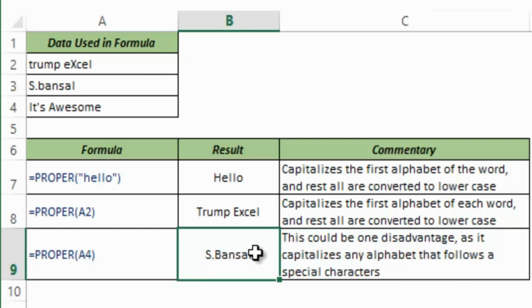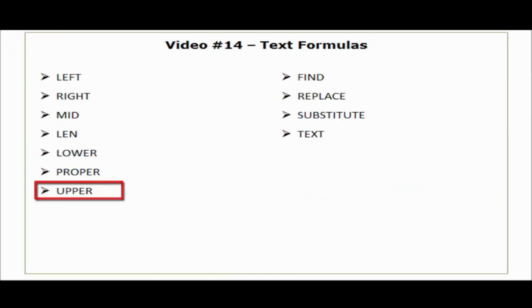Now there could be some disadvantage to it. So for example, if I change the reference here from A3 to A4, you see what happens. It takes this text and it converts the S in it's. So it takes the apostrophe as a special character, and it thinks that the word that follows this apostrophe is another word, and hence it capitalizes the first character of that word. So this could be one disadvantage, but overall proper function could be really helpful if you get data or you import data from different sources.